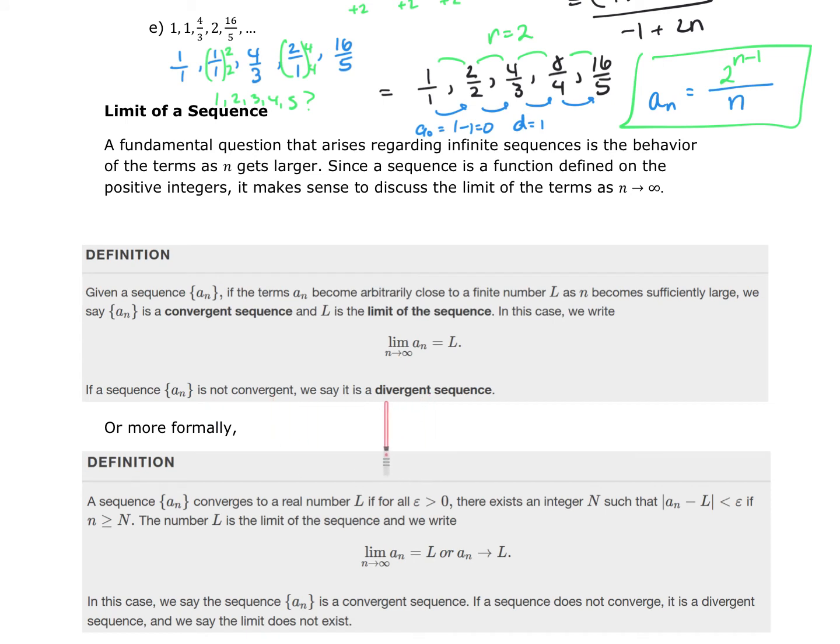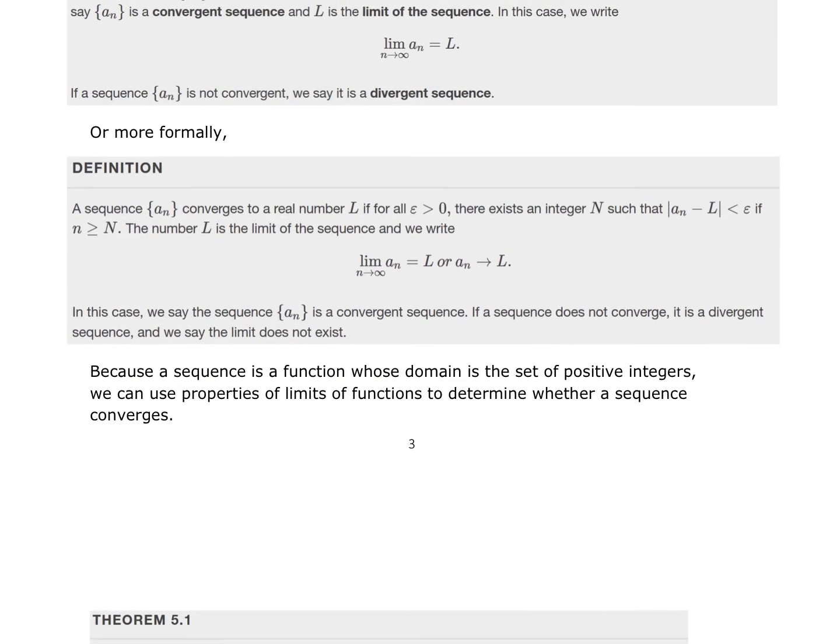In other words, I want to know what the long-term behavior of my sequence is. Does it go to a number or does it not? More formally, this is how we're going to define it. The sequence a sub n converges to a real number L if for some epsilon, and you're thinking, wow, I love epsilon, and I'm going to say, cool, I'm glad you do, epsilon greater than 0, there exists a number capital N such that the absolute value of a sub n minus L is less than epsilon if n is bigger than capital N. The number L is the limit of the sequence, and we write it in this manner.